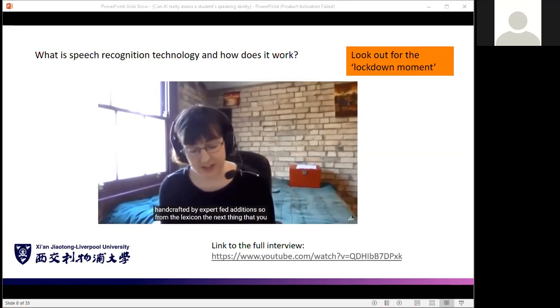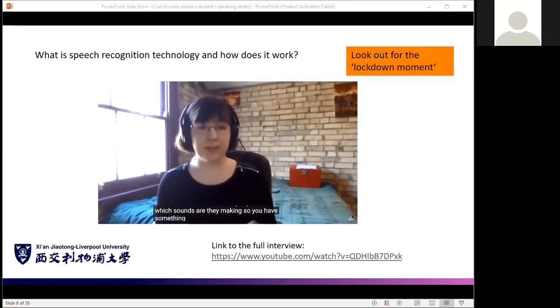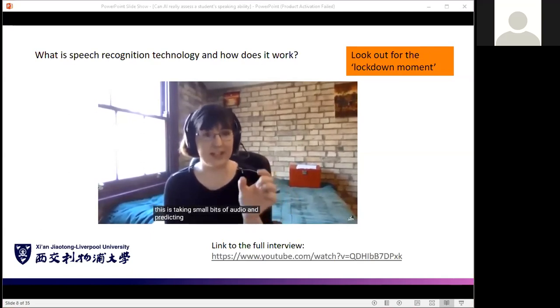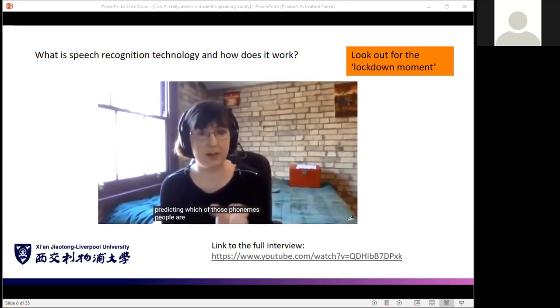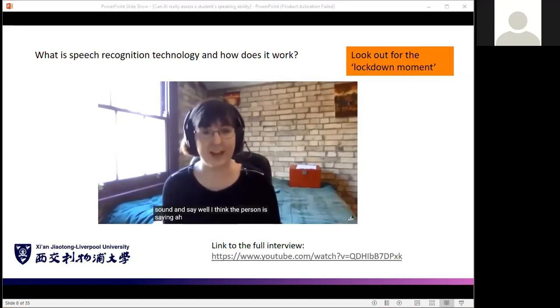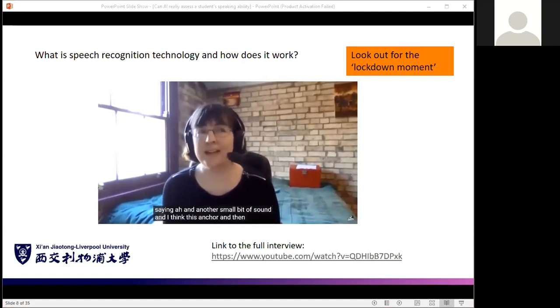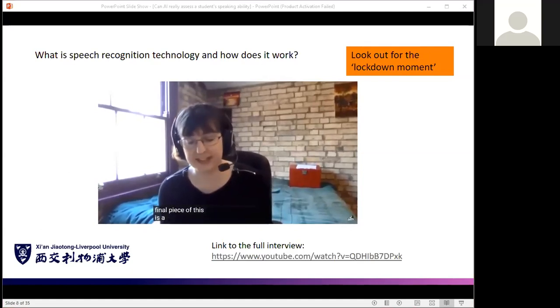So from the lexicon, the next thing that you need to understand is when people talk, which sounds are they making? So you have something called an acoustic model. This takes small bits of audio and predicts which of those phonemes people are saying at the same time. So your model will take in a small bit of sound and say, well, I think the person is saying ah, and another small bit of sound, and I think they're saying ka. And then the final piece of this is called a language model. The language model predicts which sequences of words are more common than others.